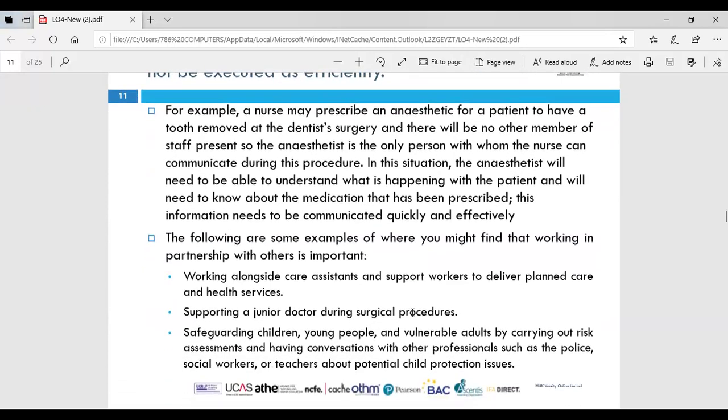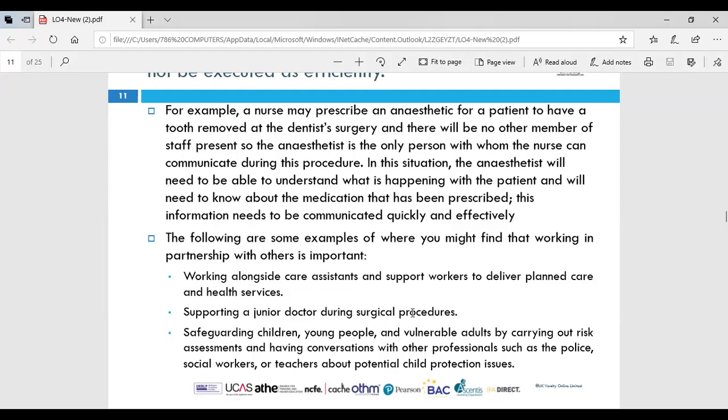In this situation, you will have to have other people working with you, so you can have care assistants and support workers to deliver planned care and health services, supporting a junior doctor. So you have a junior doctor working there during your surgical procedure, so you're giving autonomy to that junior doctor, but you're also working towards quality care, so that junior doctor has a chance of experiencing that care process, but at the same time the patient is in safe hands. So that needs to be made sure of.